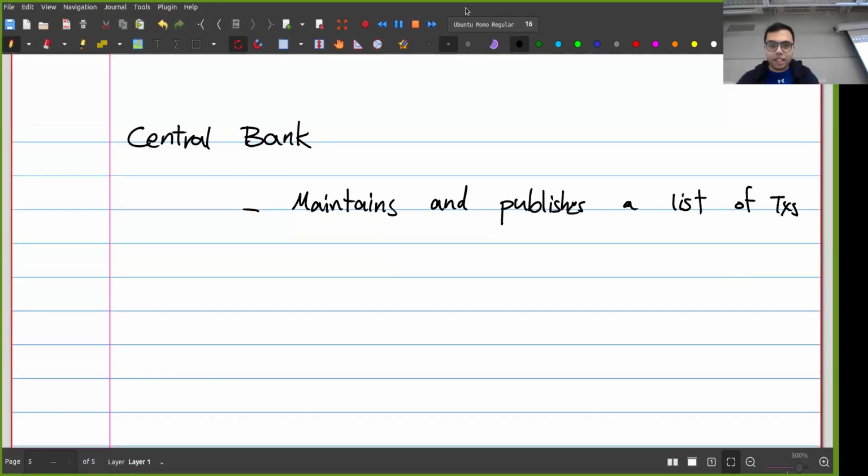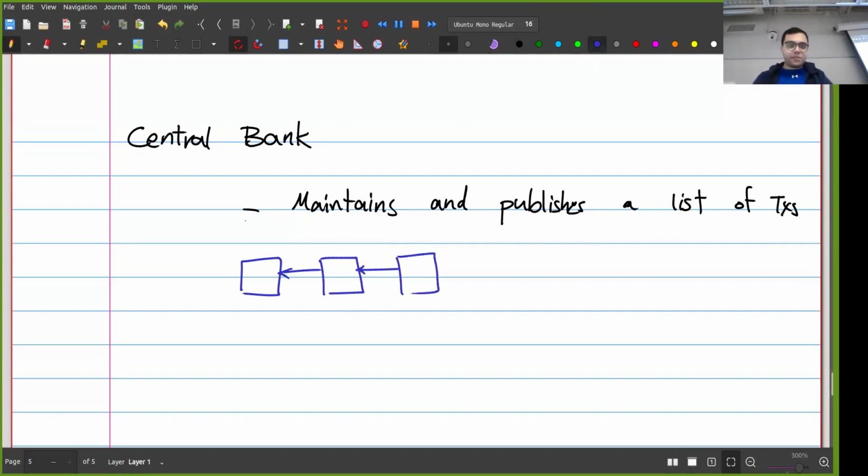So this is what's happening from the central bank's point of view. I'm going to have basically a chain of transactions, and we will soon see that we will create a blockchain. But let's say that this was the first valid transaction that the bank saw, this was the second valid transaction, the third, and so on.